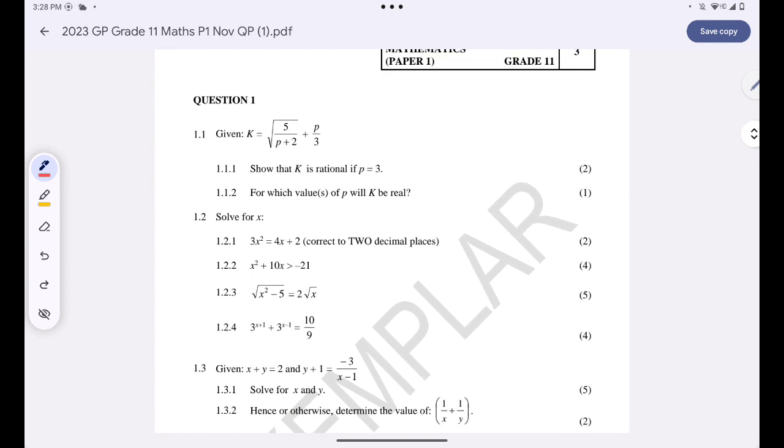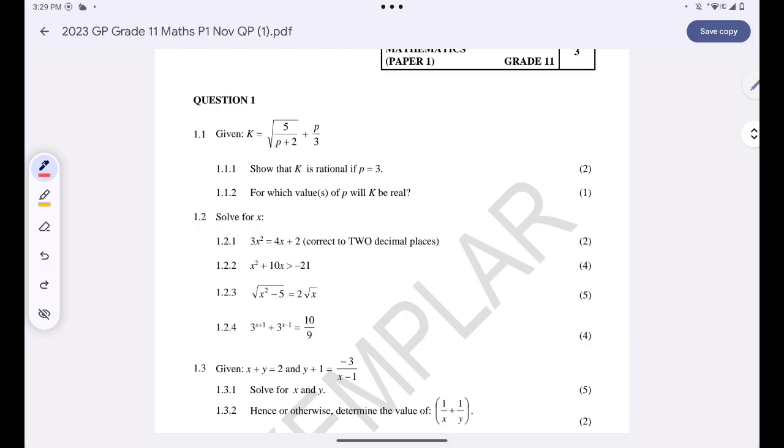How can I show that? For k to be rational, this number that is inside here has to be a perfect square altogether. Let us list perfect squares. Perfect squares are 0, 1, 4, 9, 16, 25, etc. Perfect squares are numbers that you can find the square root of altogether, and after finding a square root, you'll obviously get an integer.